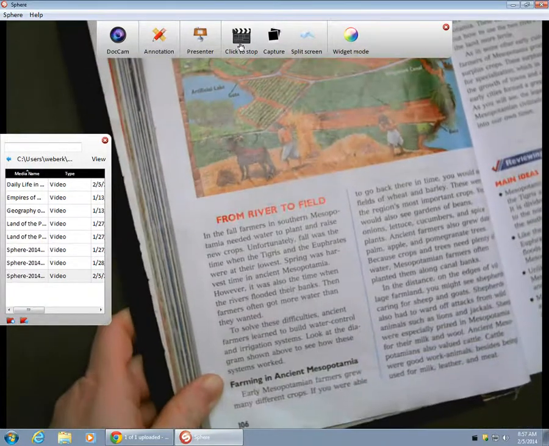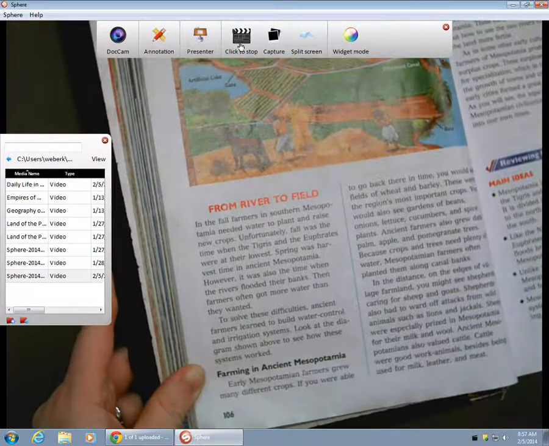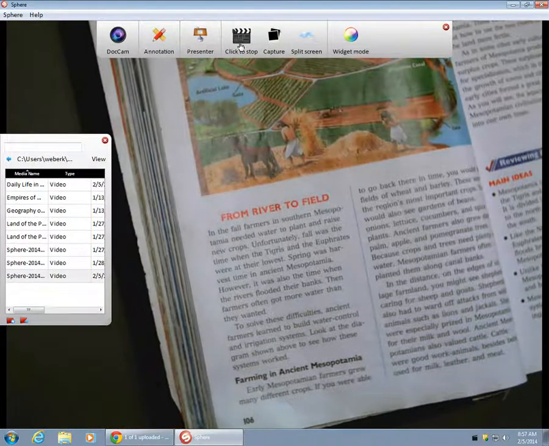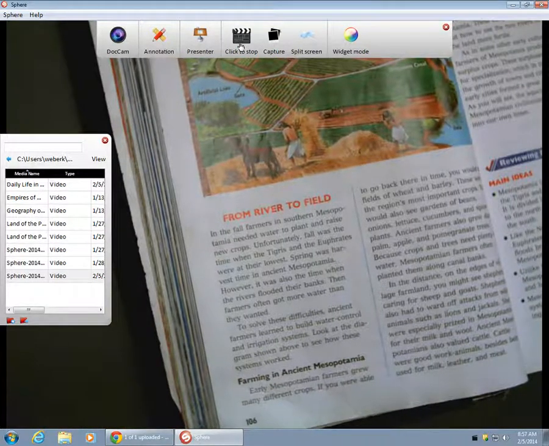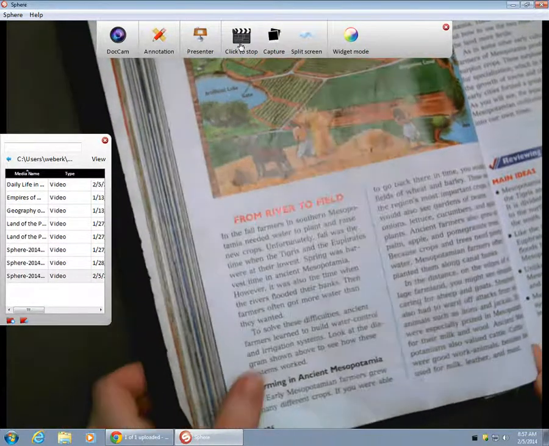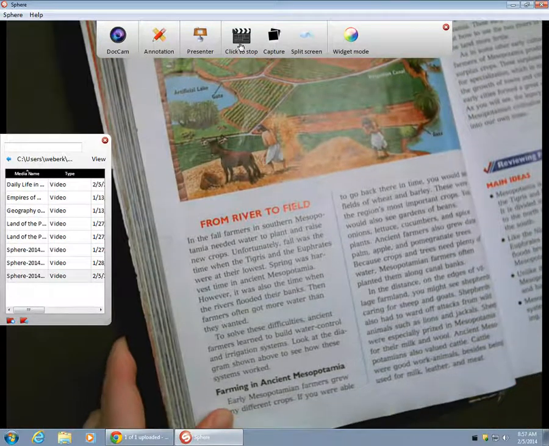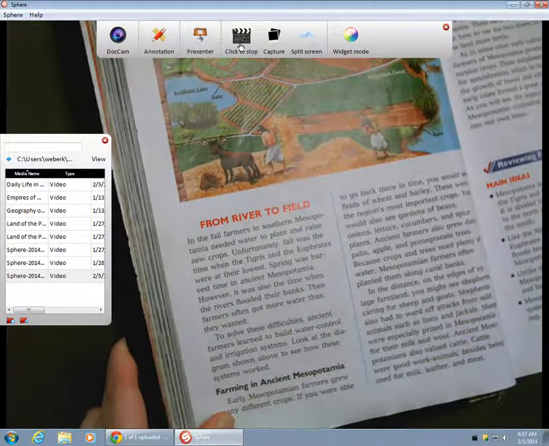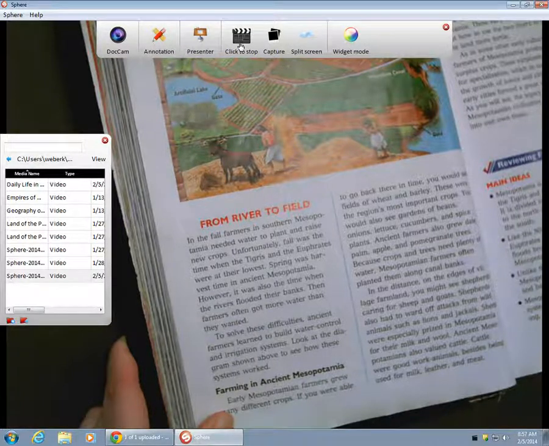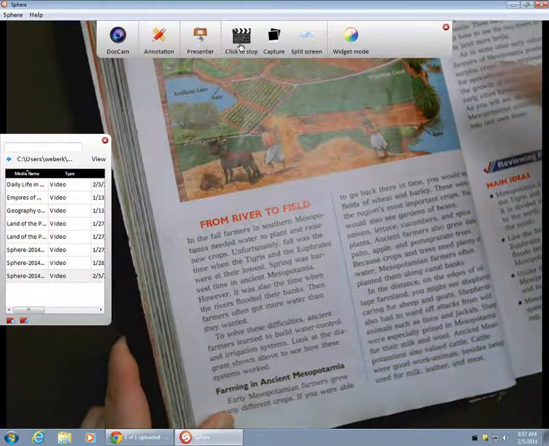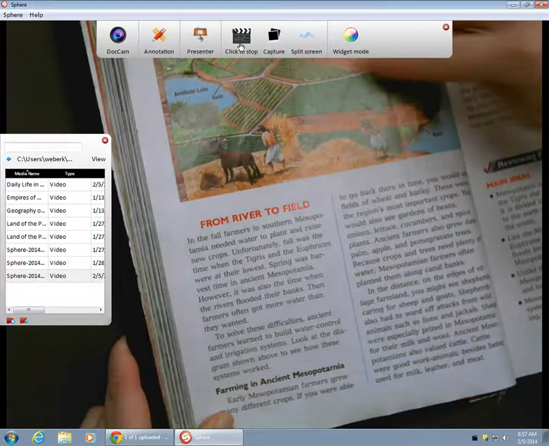Farming in ancient Mesopotamia. Early Mesopotamian farmers grew many different crops. If you were able to go back in time there, you would see the fields of wheat and barley. These were the region's most important crops. You would also see gardens of beans, onions, lettuce, cucumbers, and spice plants. Ancient farmers also grew date, palm, apple, and pomegranate trees. Because crops and trees need plenty of water, Mesopotamian farmers often planted them along the canal banks. So that was interesting. They planted them close since they needed a lot of water.